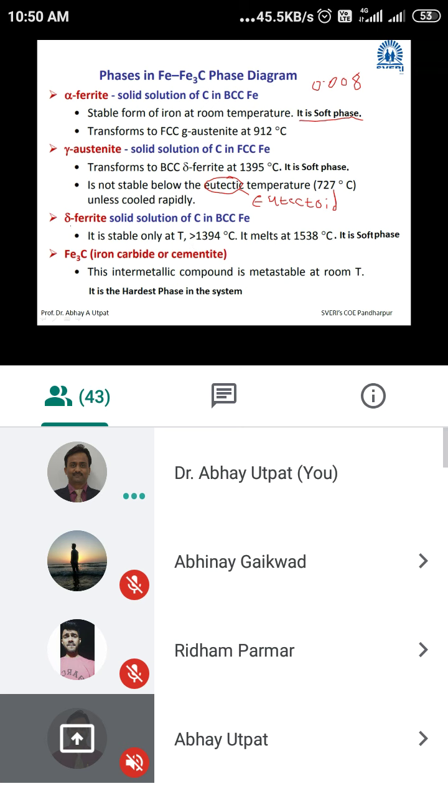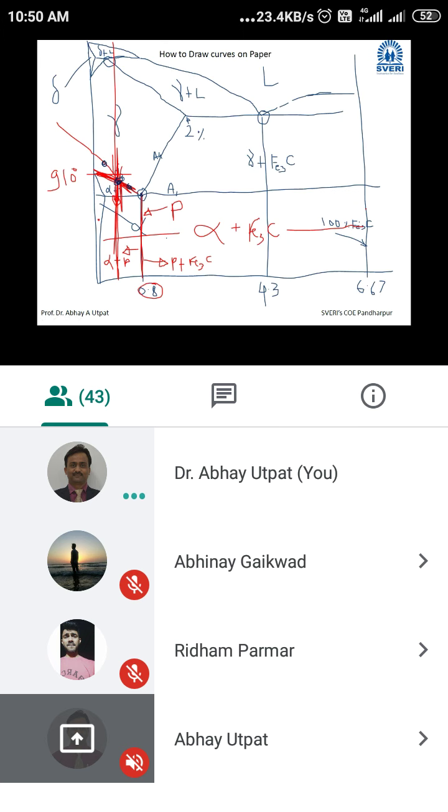Now, the next page is delta ferrite. See this magic of the crystal structure of iron. At room temperature BCC, in between it becomes FCC, and again it becomes BCC, provided that your percentage of carbon is less than 0.1. See the diagram. The peritectic reaction is here. This is 0.1% and this is 0.55.